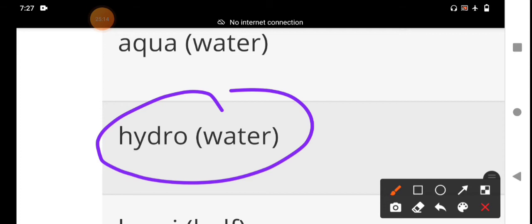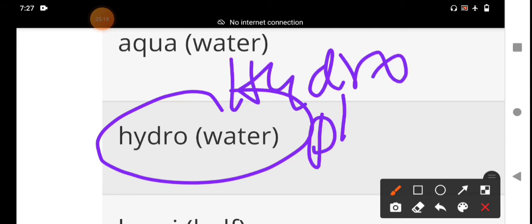Hydrophone, H-Y-D-R-O-P-H-O-N-E. What is the meaning of hydrophone? An instrument that detects sound of water flowing in pipes. Phone means sound, that is also a root word. Hydro means water. An instrument that detects sound of water flowing in pipes.